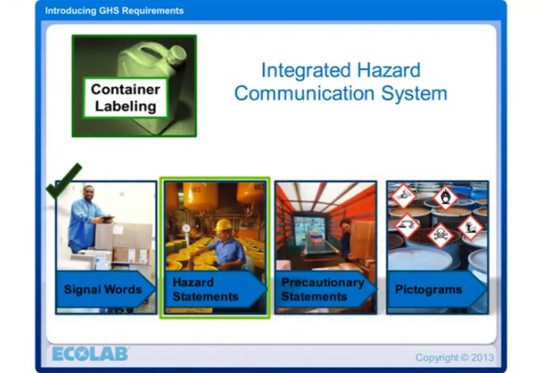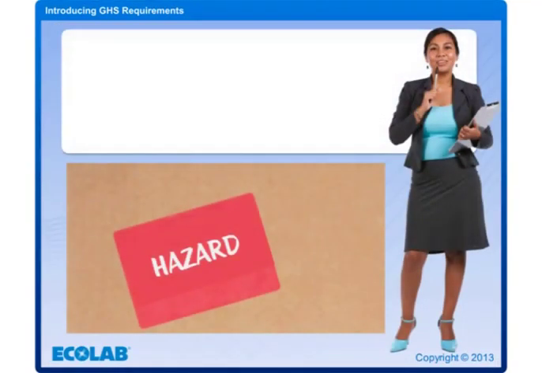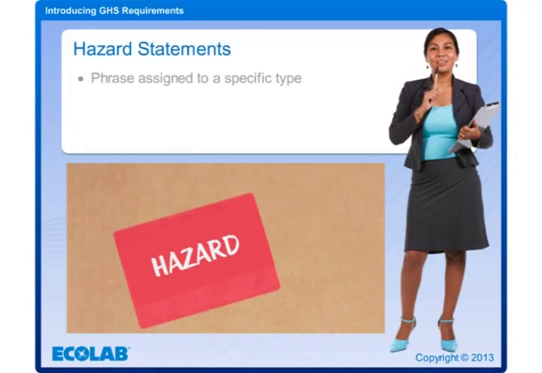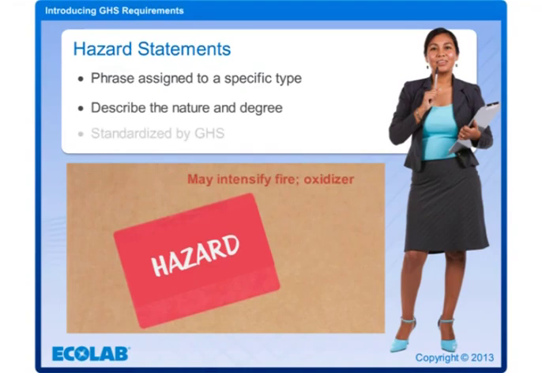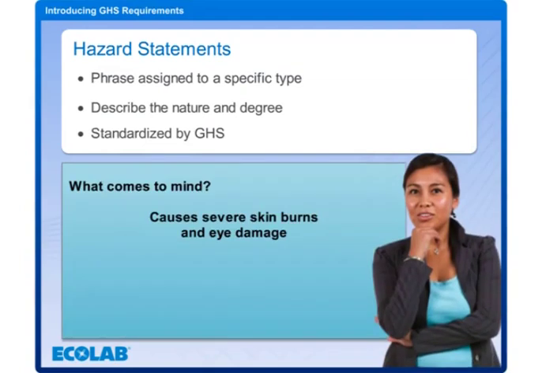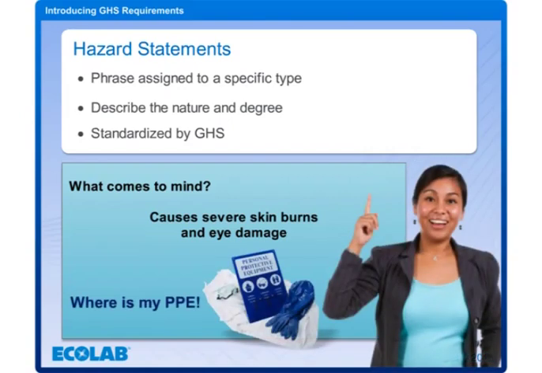Now let's take a look at hazard statements. When we talk about hazard statements, we are talking about a phrase assigned to a specific type of hazard, which is used to describe the nature and degree of the hazard, such as causes skin irritation or may intensify fire, oxidizer. For example, if you see the hazard statement causes severe skin burns and eye damage, what comes to mind? Where is my PPE should be one of the first things that comes to your mind. Hazard statements are largely standardized by GHS based on the hazard.